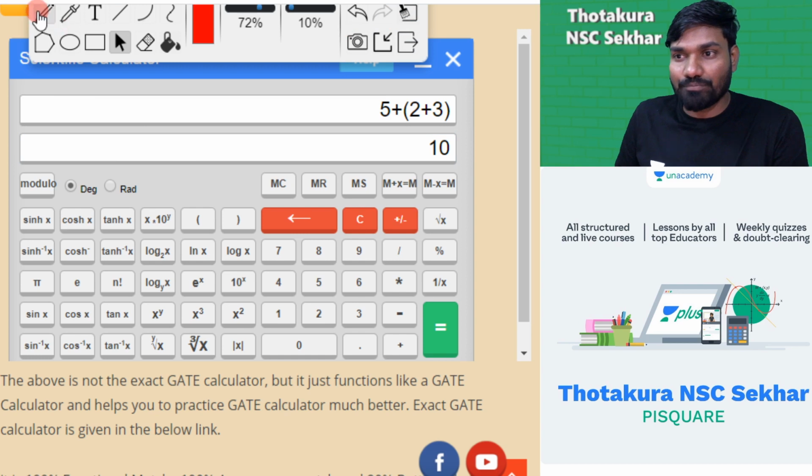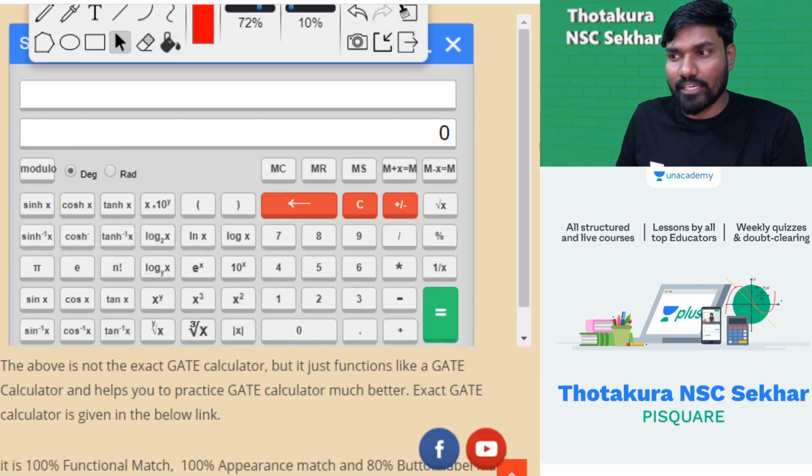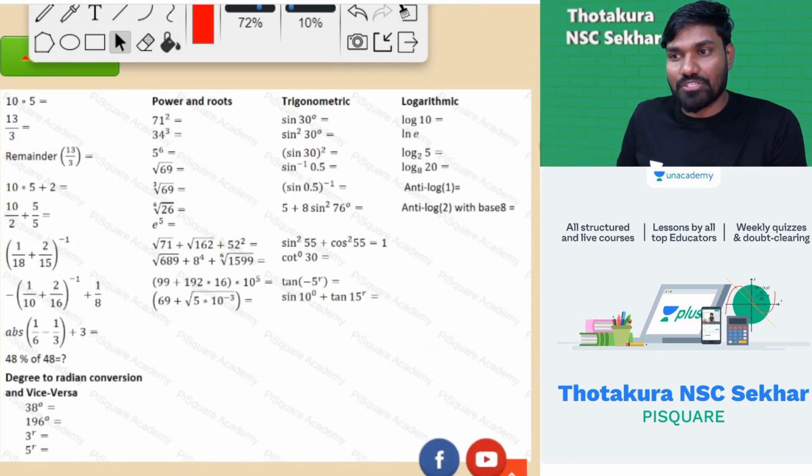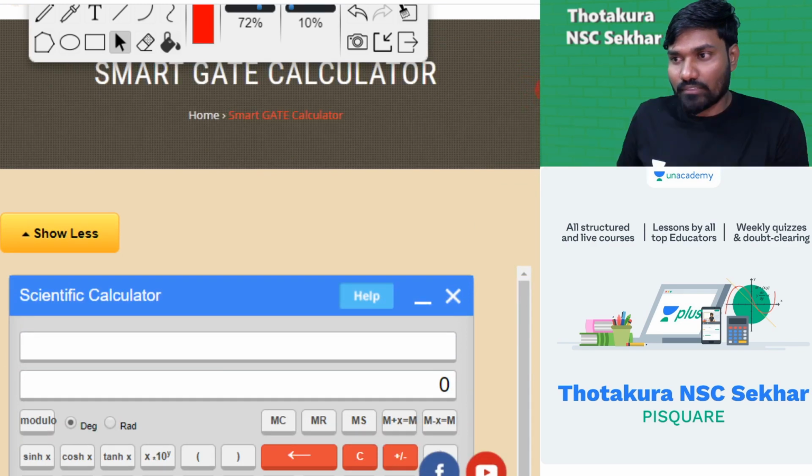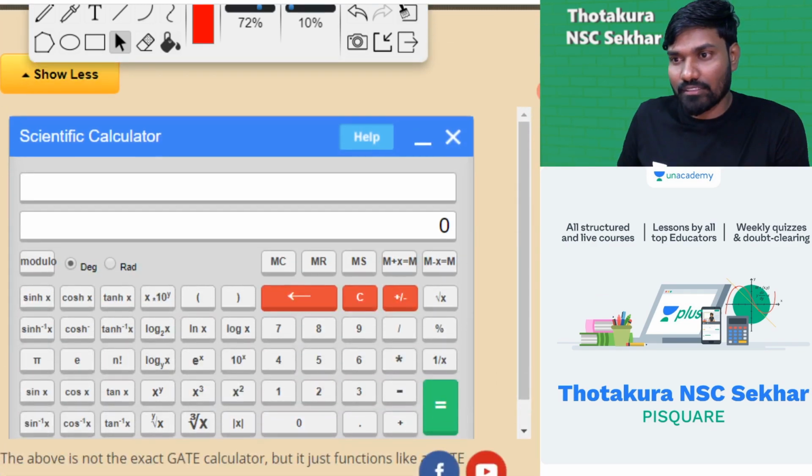Now let's come to the first operation, the basic operation, and I'll take you through all these equations. You should practice all these equations. That's it. You will rock the virtual calculator.